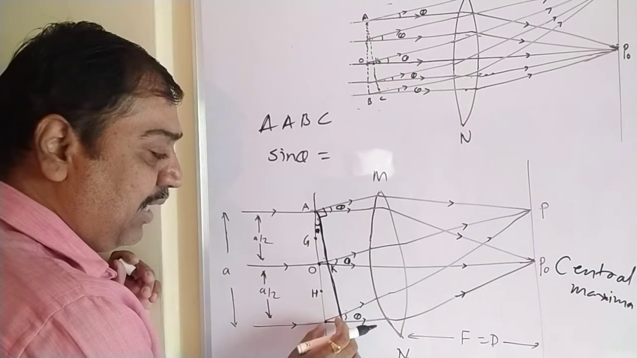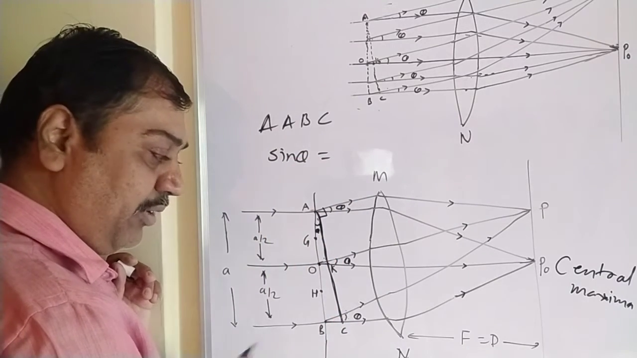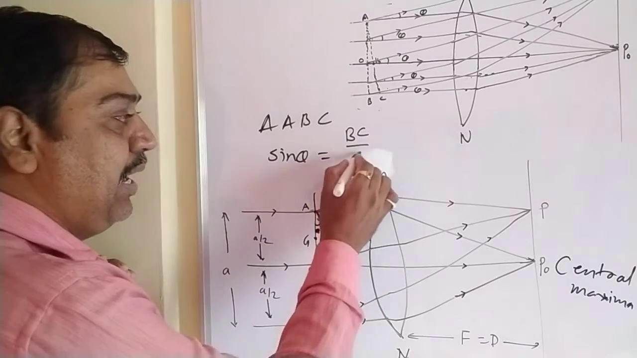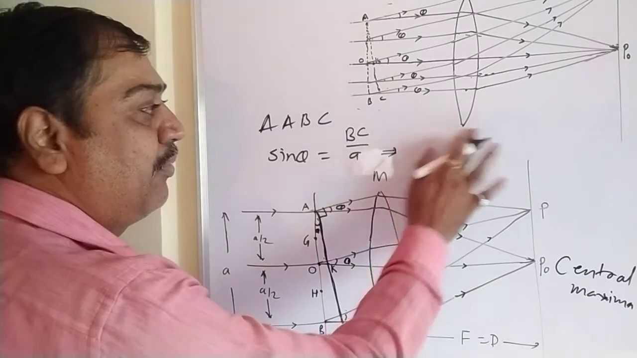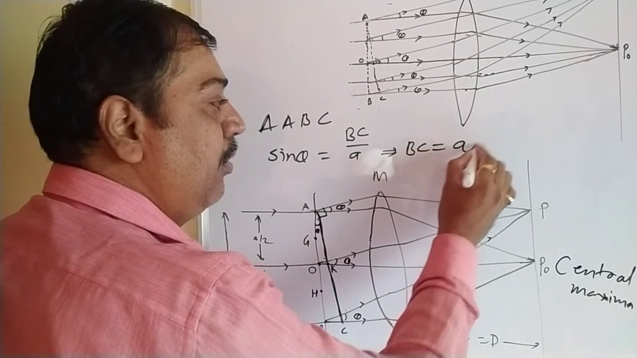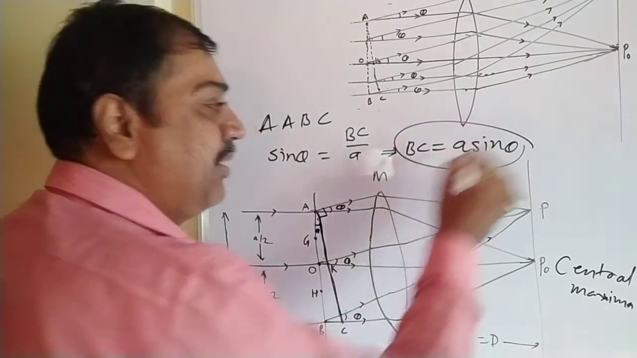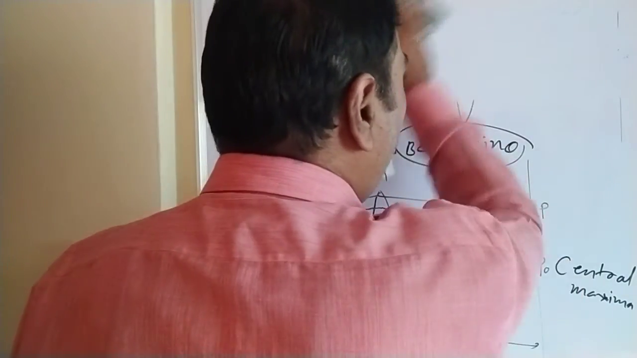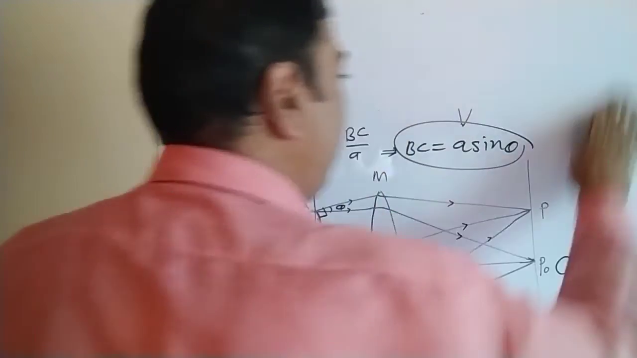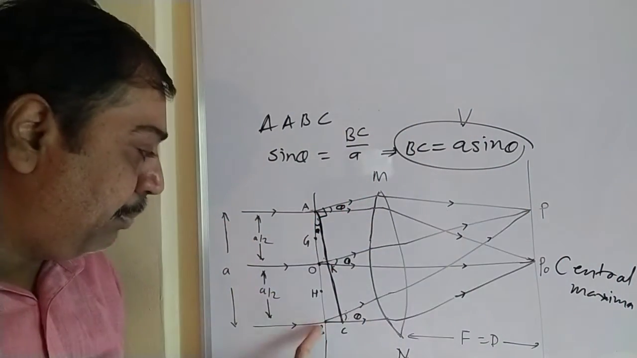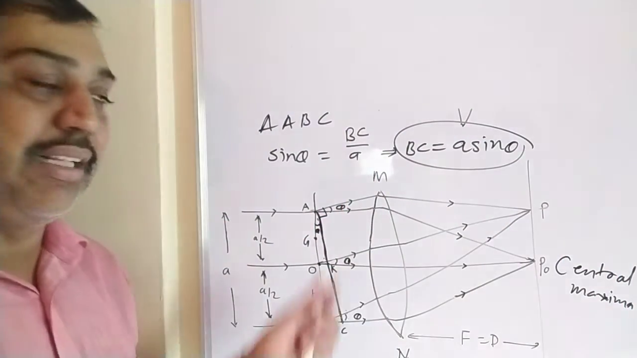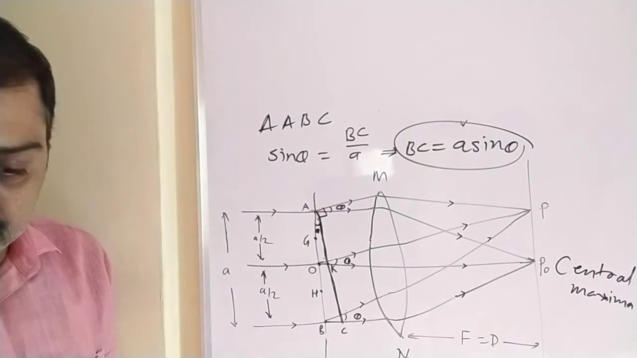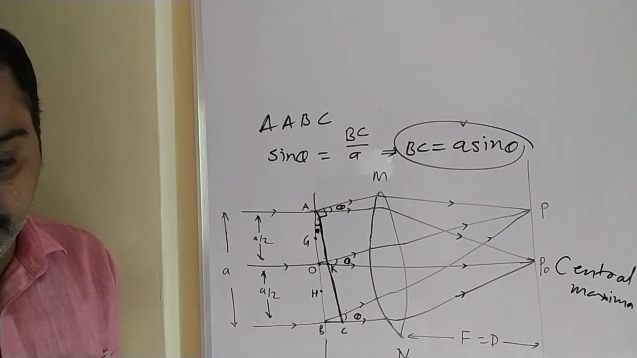Sine of theta, opposite side is BC divided by hypotenuse. BC divided by hypotenuse, the hypotenuse being nothing but a. So this implies that BC equal to a sine theta, and that is nothing but the path difference between the two waves. One is coming from A to P, the other is coming from B to P. The path difference is BC, and that path difference we have found out. BC equal to a sine theta.